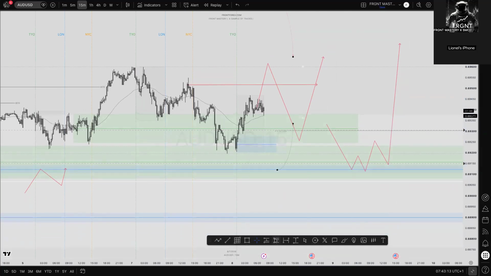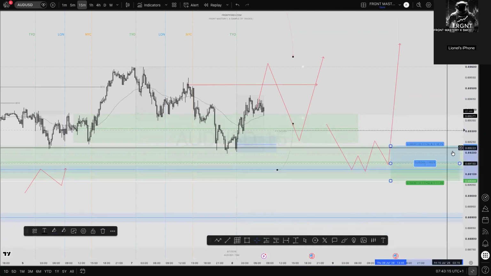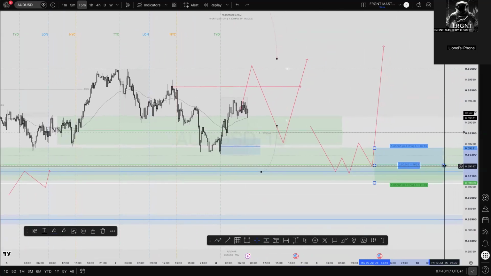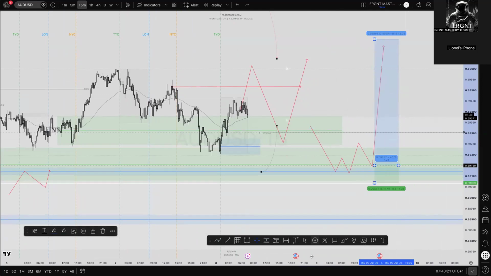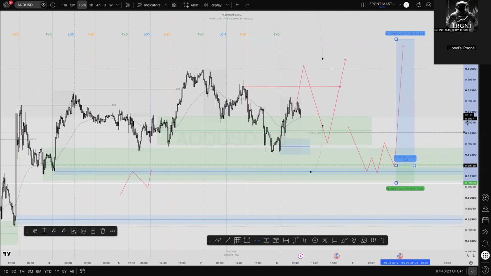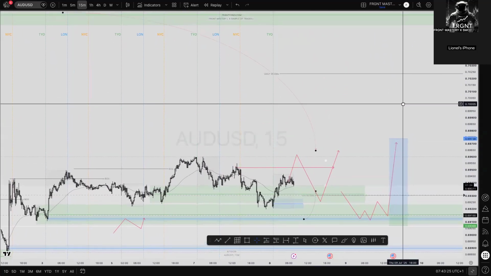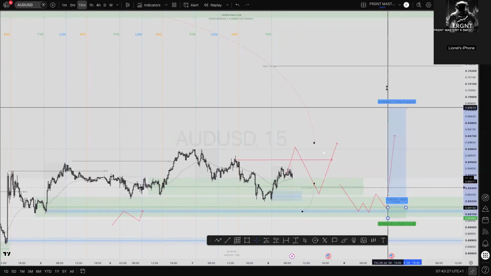So AU for me is a bit of a firm favorite today from this area just here. I'll be looking to wait for a bullish engulfing candle on the 15-minute time frame from there before looking to go long. To be honest, I think this would be very good in terms of risk-reward ratio.